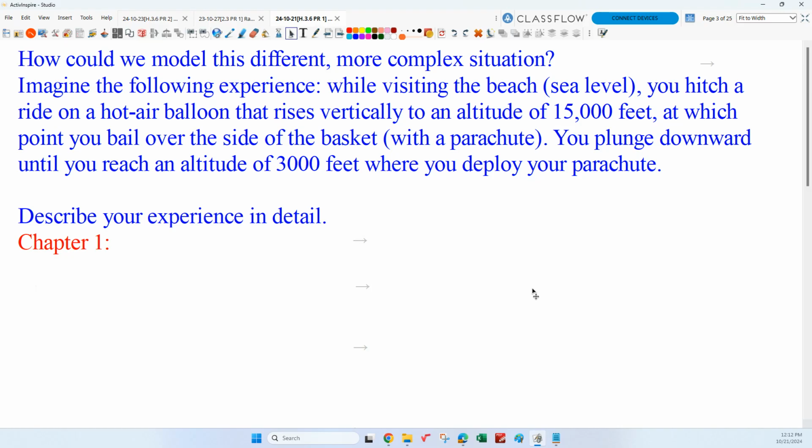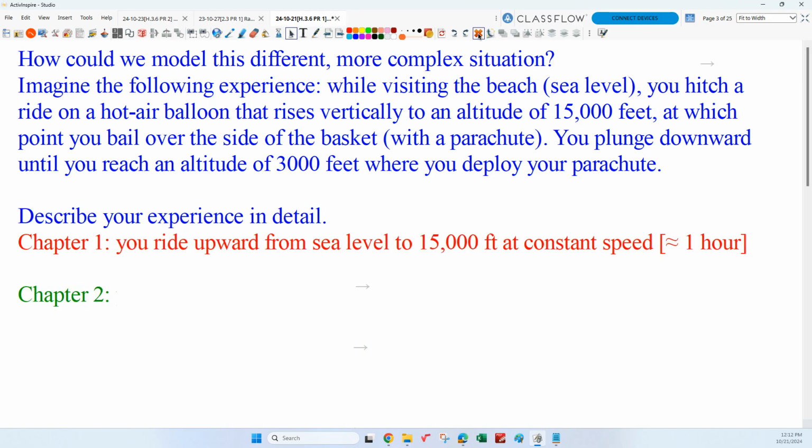Okay, the rise up to our 15,000 foot altitude. And we'll assume we do that at constant speed, right? So that's, who knows, roughly an hour maybe that takes. Nice tranquil ride up to our 15,000 feet. What's chapter 2? Okay, you bail over the side. So when does chapter 2 start? When you bail over the side. And when does it end?